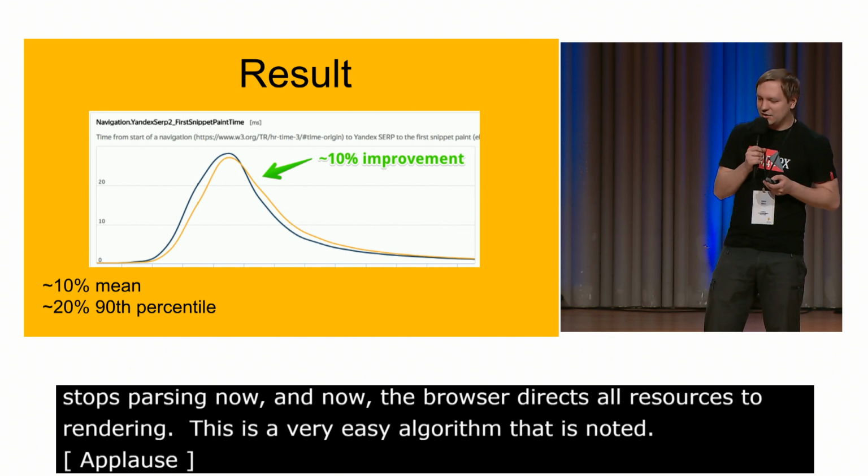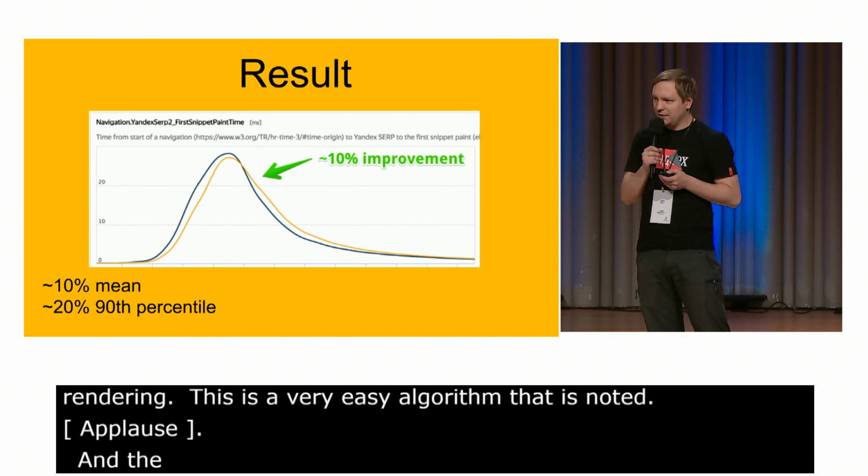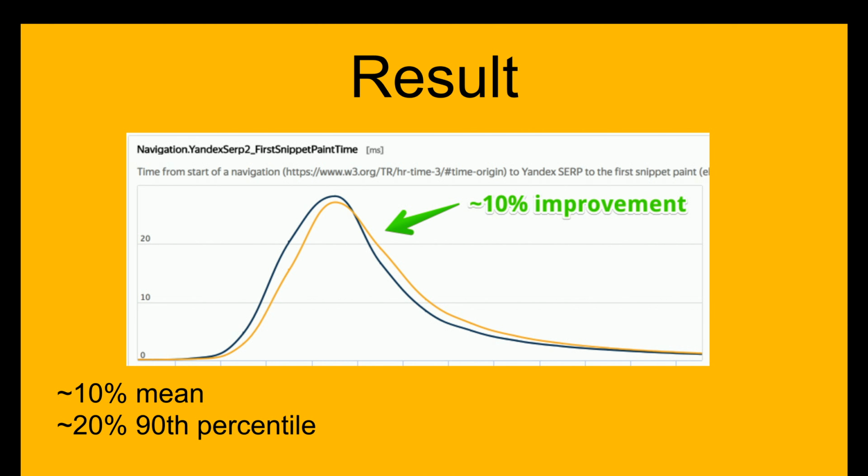And the effect for the Yandex search engine results page is pretty good. We improved first snippet painting time by 10% on average, and for the 99th percentile, more than 20%. And also, we improved website product metrics.